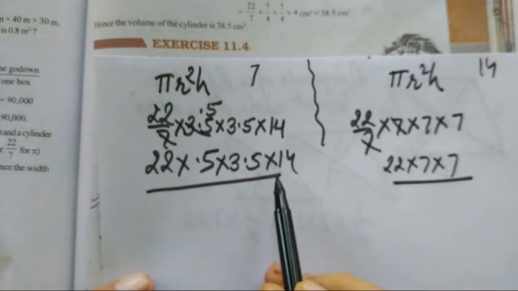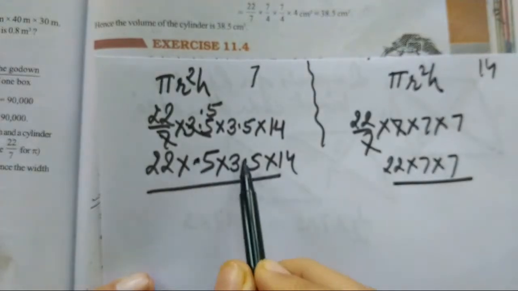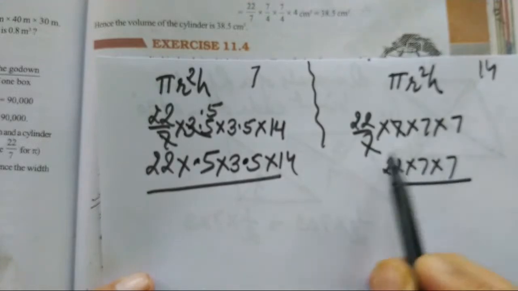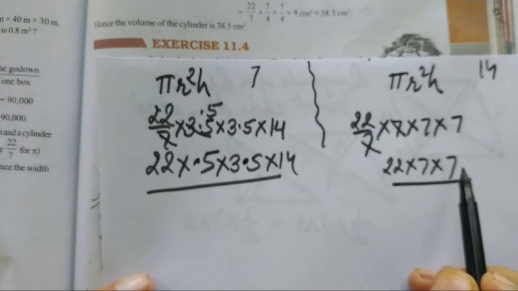So I am not simplifying. You can just see that there is more decimal here. Here there is no decimal. So this should give you more answer, and you have to just compare the volume.